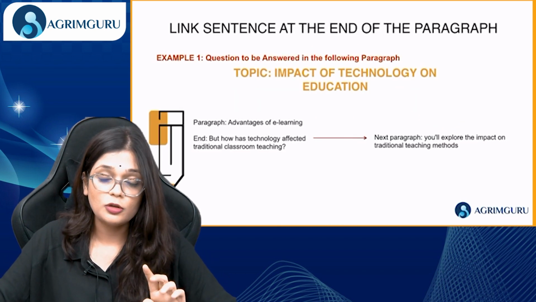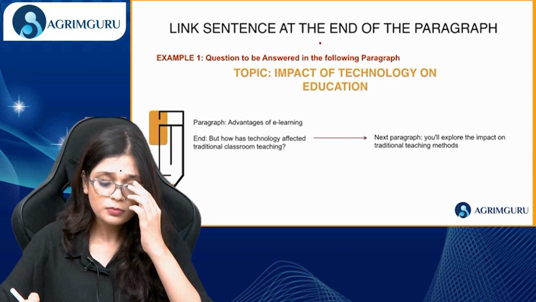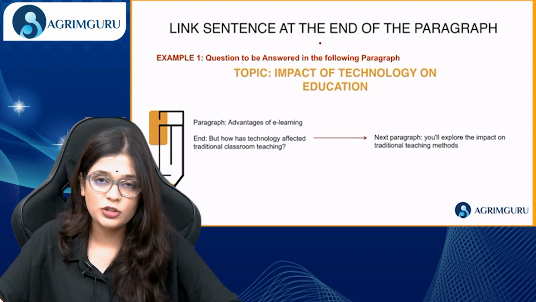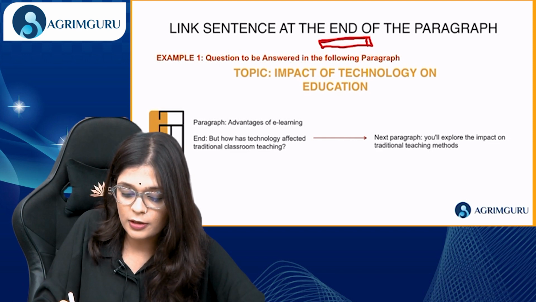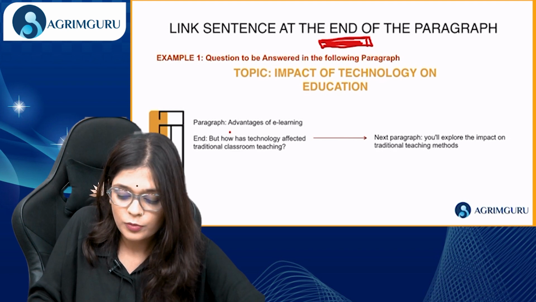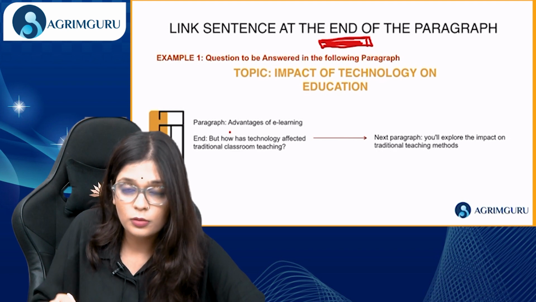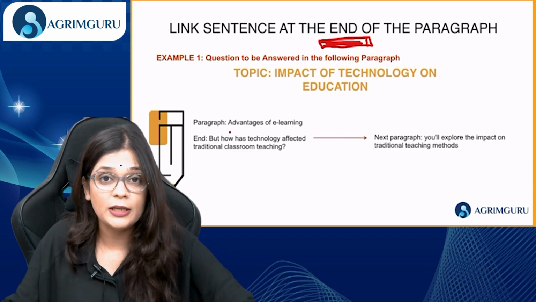Okay, first, now there are four ways to actually use link sentences. The first is using a question. First, we'll discuss how to link at the end of the paragraph. Okay? Now, example 1, question to be answered in the following paragraph. Now, see, we'll use the question that will be answered in the next paragraph.